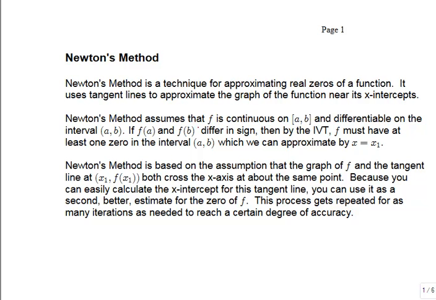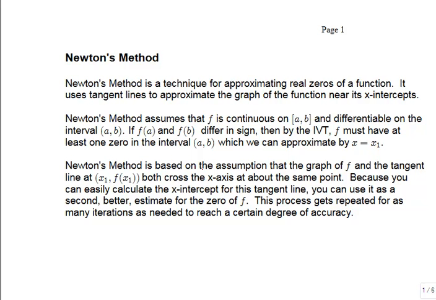Newton's method assumes that a function f is continuous on [a, b] and differentiable on the interval (a, b). If f(a) and f(b) differ in sign, then by the intermediate value theorem, the only way f can go from positive to negative is if it has at least one zero in that interval (a, b), and we can approximate it by x equals x sub 1.